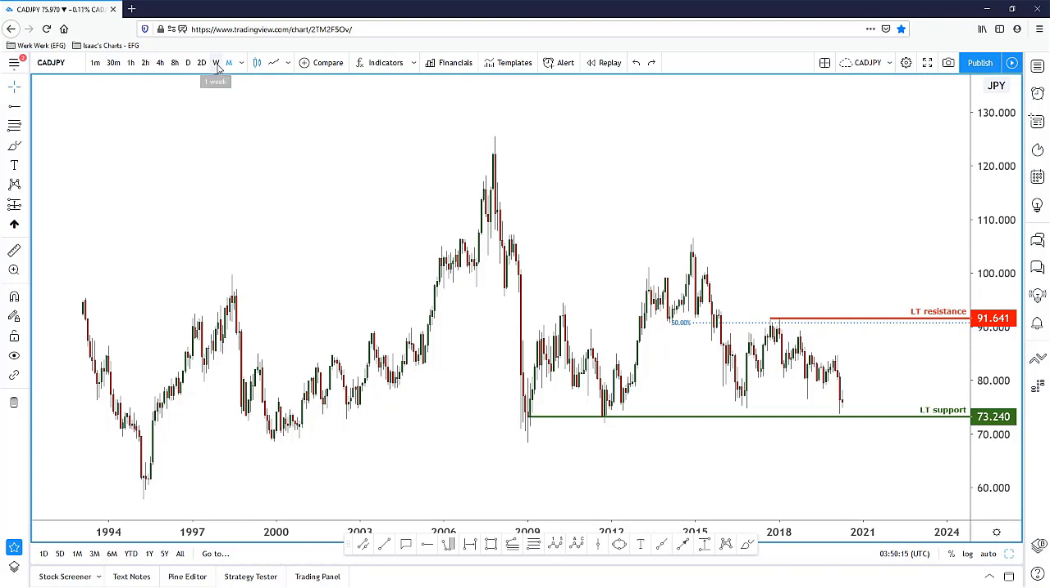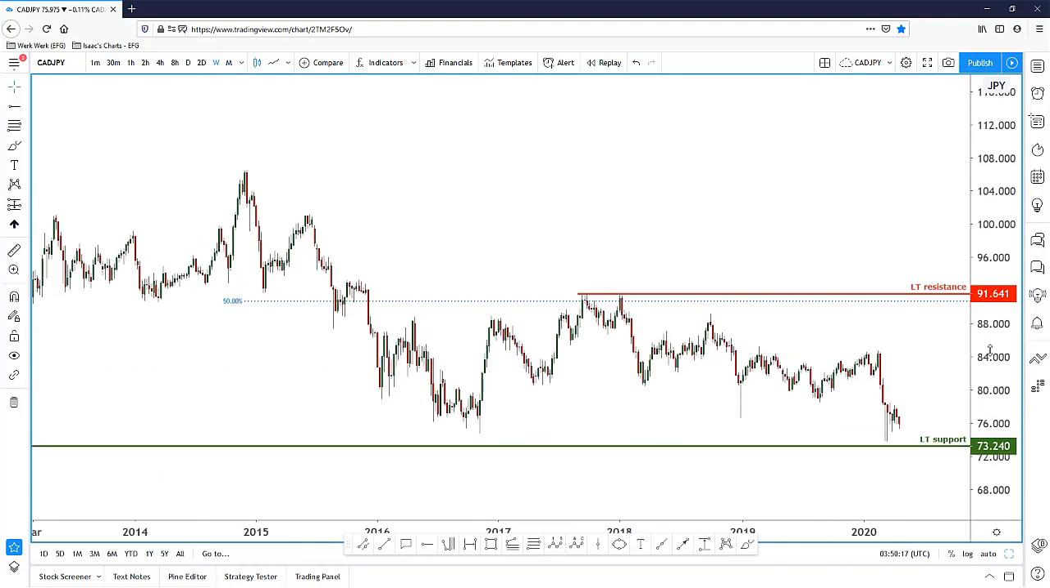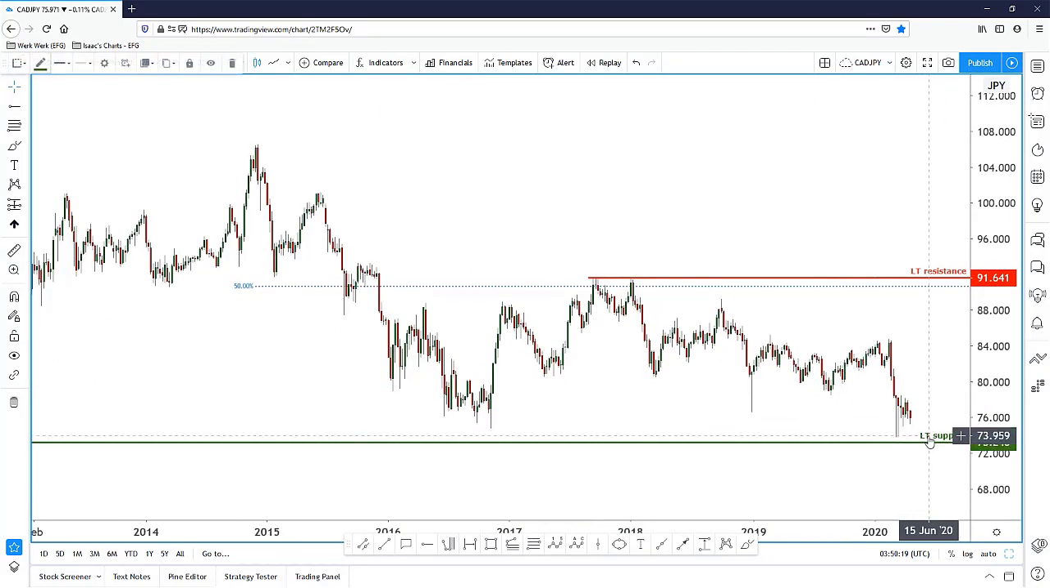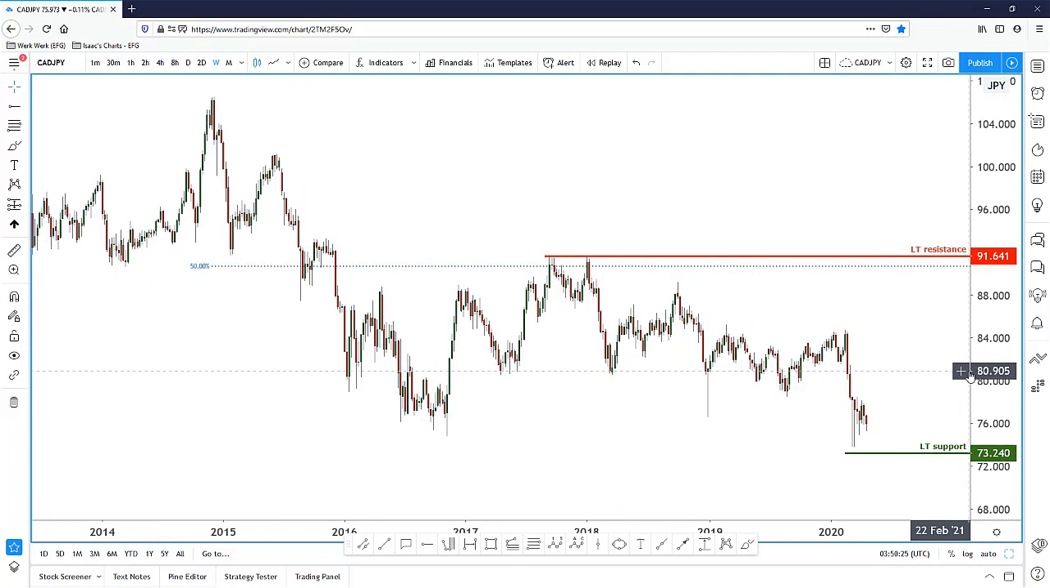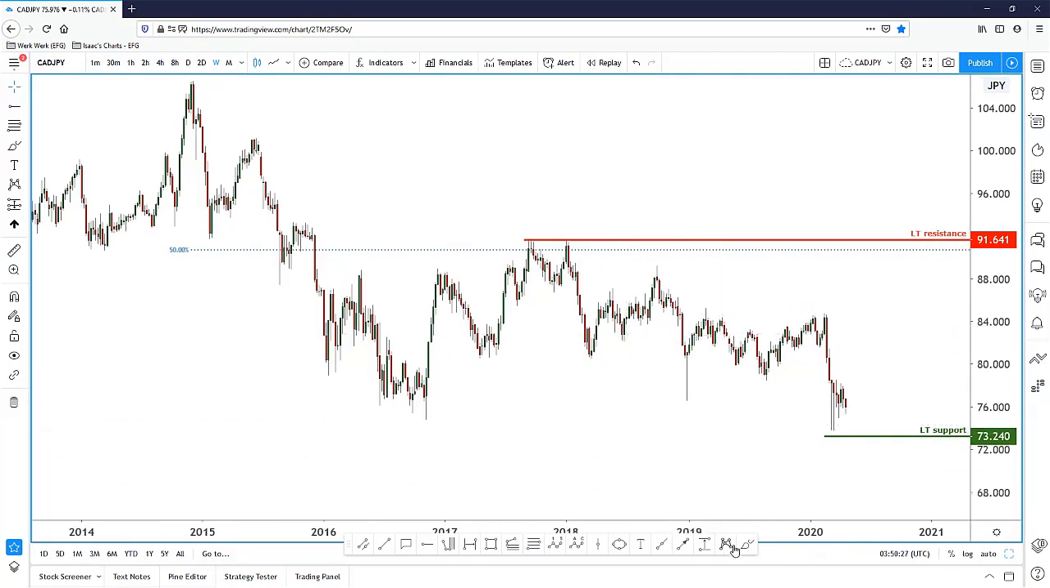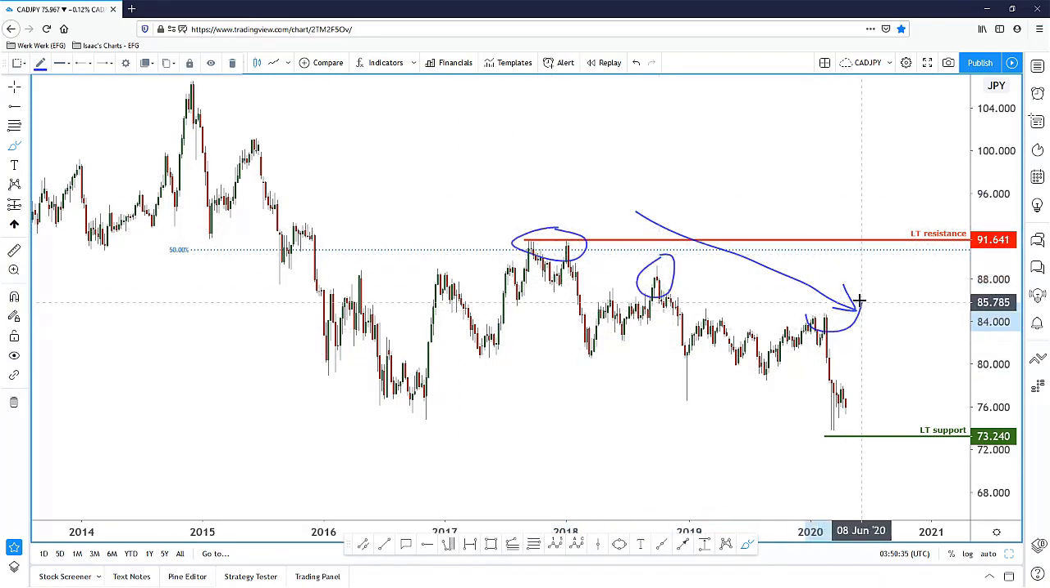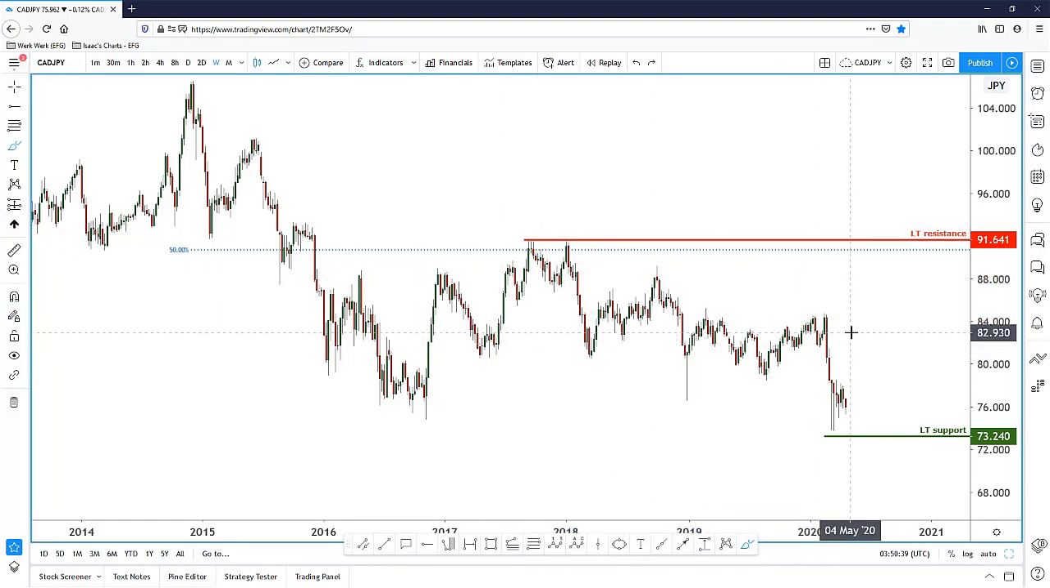Let's go down to the weekly. Let me tidy this up for you guys. On the weekly, we see that price is on a downward trend. How we confirm this is that price makes lower highs, and if you were to draw a trend line, we can connect the tops.